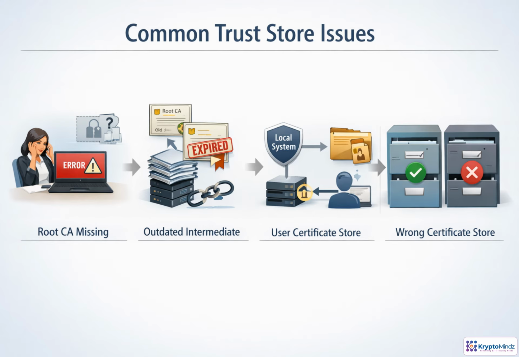Imagine an IIS certificate that works fine on your laptop, but shows issuer not trusted on a server. In most cases, the server certificate itself is fine. Instead, the root CA never arrived. The intermediate CA is missing or outdated, or the cert landed in the wrong store. Remember, Windows has separate stores for the user and for local system. A misconfigured group policy can break any of these and cause inconsistent trust.